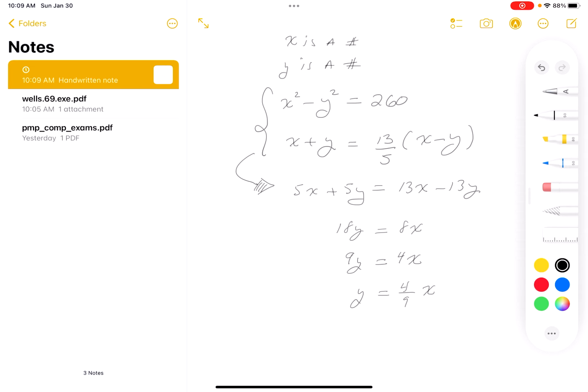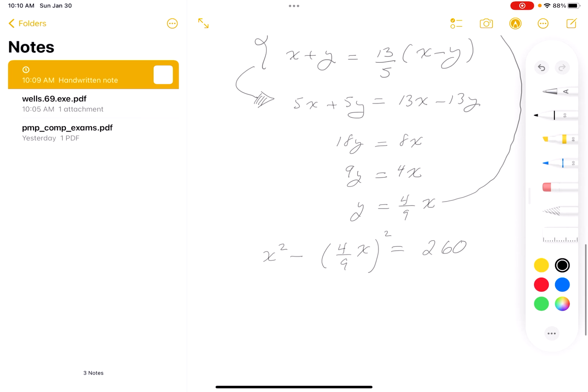Now, so it says, why did you do that? The reason I did that, I want to take this now and plug it into the first equation. This is a technique of substitution. It generally works pretty nicely. So what do you get over here? x squared minus y squared. Well, what's y? It's 4/9 of an x. And we're going to square that, and that equals the number 260.